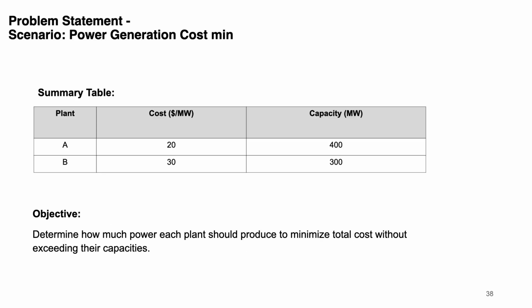To keep our data organized, let's look at this summary. Plant A costs $20 per megawatt and can handle 400 units. Plant B costs $30 and can handle 300 units. The total demand is 500. Even a quick glance shows a conflict. Our cheapest plant, Plant A, cannot meet the demand alone because its capacity is only 400. We know we must use Plant B, but the optimizer will tell us exactly how little of that expensive energy we can get away with using while still staying within our legal and physical limits.